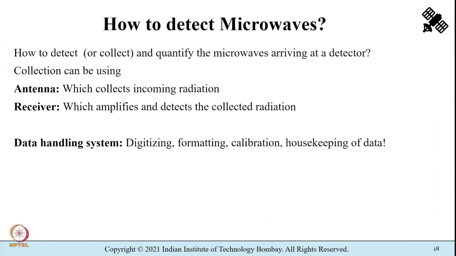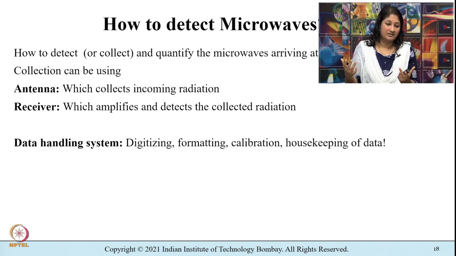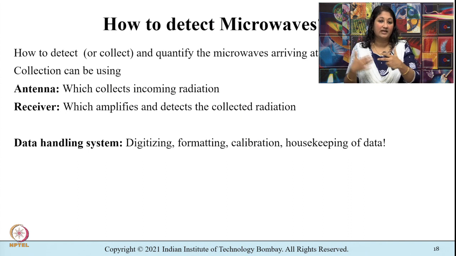So let me introduce antennas here, which collects the incoming radiation. So till now, in the initial parts of the lecture, we were just referring to satellites sending pulses and satellites receiving pulses. Now, let us be more specific, and I am going to mention that antenna collects the incoming radiation, antenna on board a satellite, and receiver amplifies and detects this collected radiation, okay.